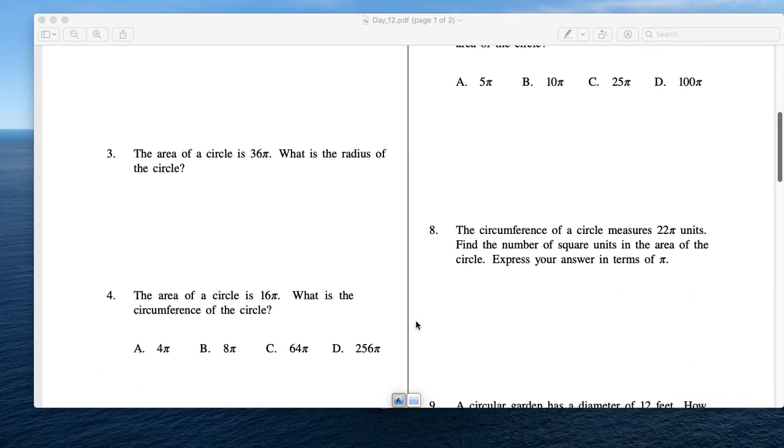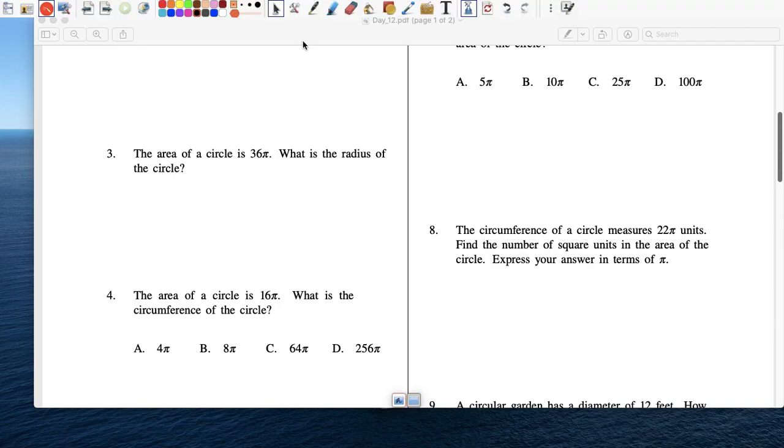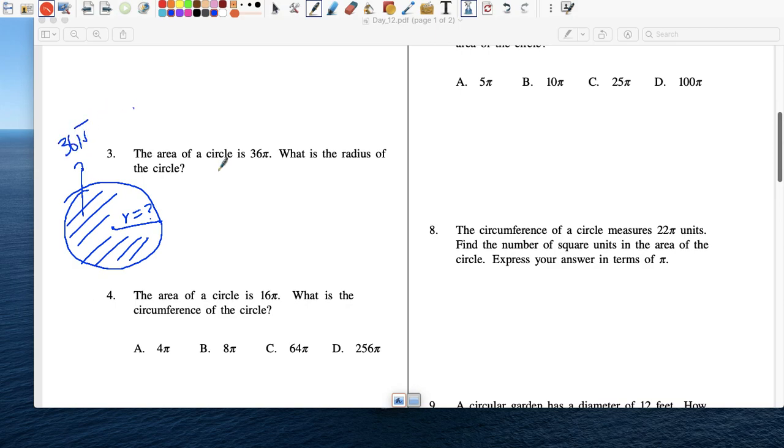Three, the area of a circle is 36 pi. What is the radius? All right, so circle, radius is missing. We know that this area here is 36 pi. A equals pi r squared, right? We're given that the area is 36 pi, so change that. And radius is what we need. So r is the variable we're trying to find.